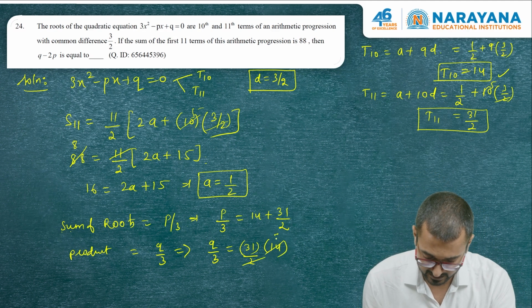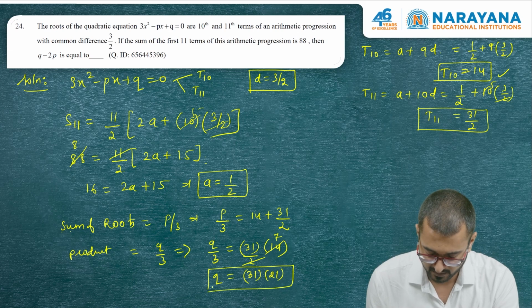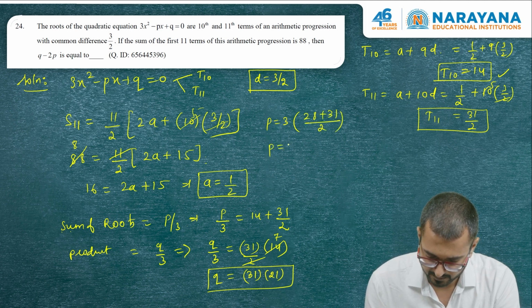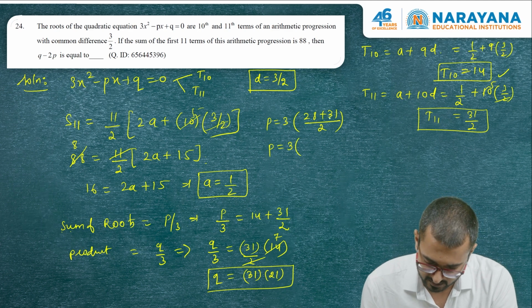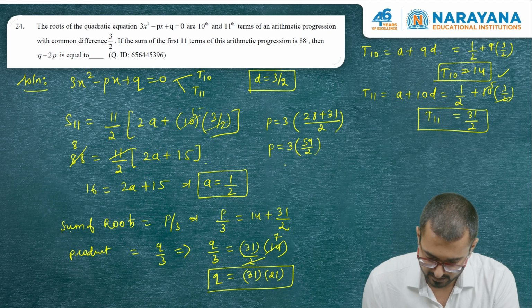Now let's find out p and q from here. So this I'll be cancelling, so q will give me 31 into 21. We'll keep it as it is and not disturb it. And let's find out p. So p will become 3 times (28 plus 31) over 2. So p will be equal to 3 into 59 by 2, since 28 plus 31 is 59. Nothing is common, no problem.